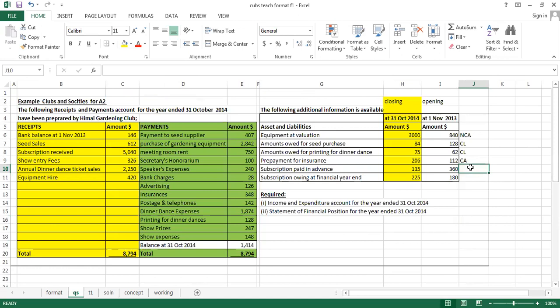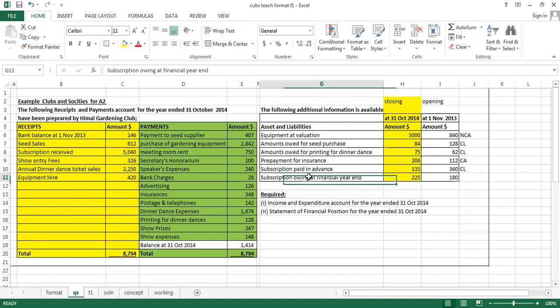Okay, next one, subscription paid in advance. Then there's subscription owing at financial year end. Now, before you understand these two, this is very important: subscription. Remember, subscription is our income, major source of income. So subscription paid in advance doesn't mean we are paying, it means the members are paying us. We are the accountant, we are actually receiving it. So don't get confused with the word paid. Subscription paid in advance means advance income received by us, and advance incomes are current liabilities, you can put CL here.